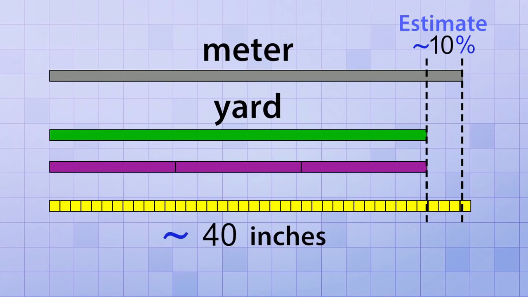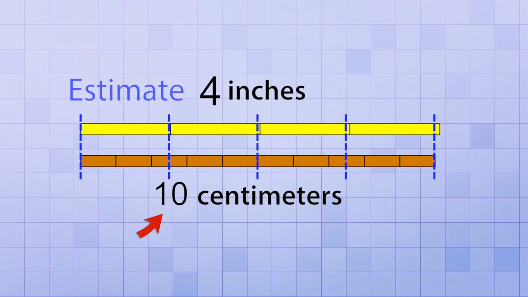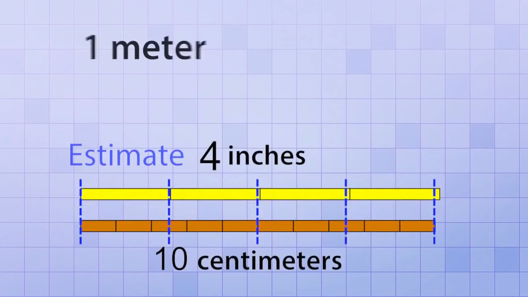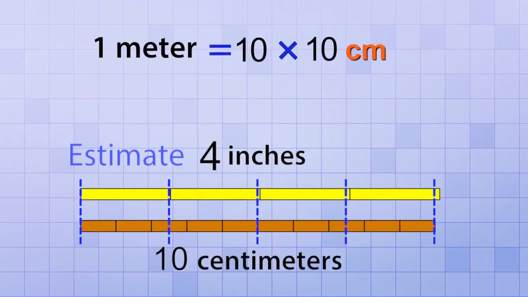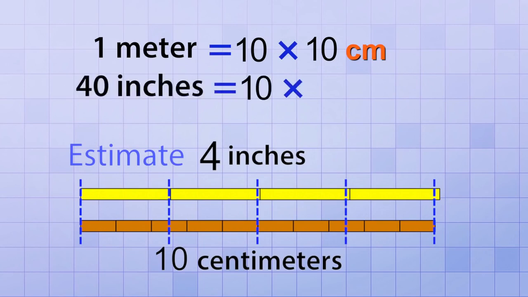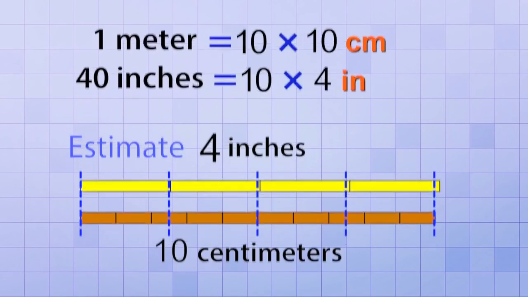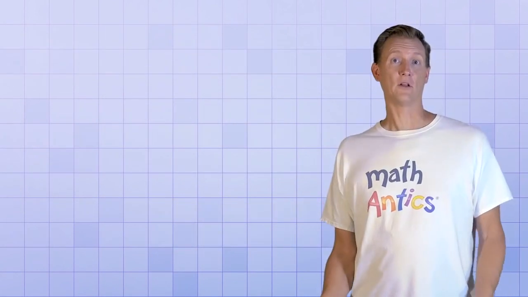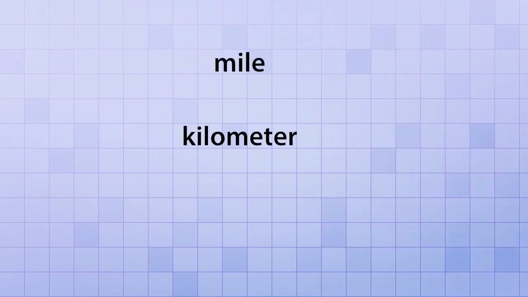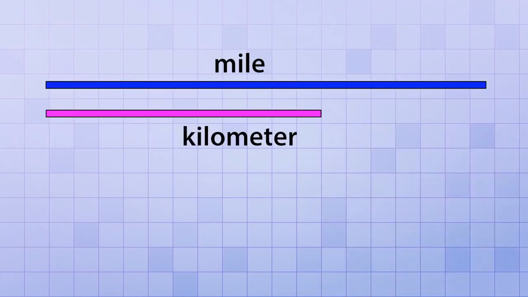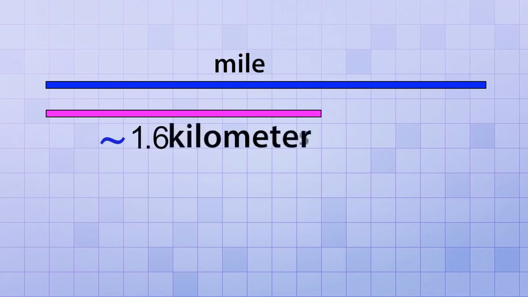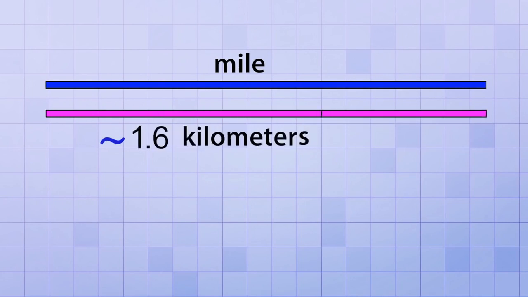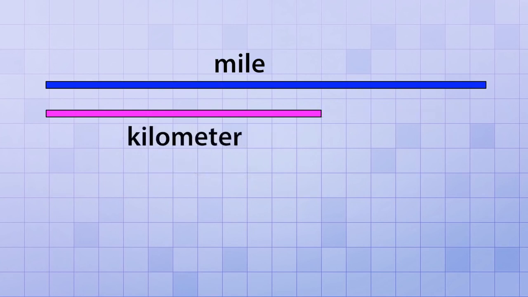And that checks out, because remember, we just estimated that 10 centimeters is about 4 inches. Well, a meter is 10 times as long as 10 centimeters, and 40 inches is 10 times as long as 4 inches. So a good rough estimate of a meter is that it's about 40 inches long. Last of all, let's compare a kilometer to a mile. A mile is longer than a kilometer. In fact, it takes approximately 1.6 kilometers to equal 1 mile. The exact value is 1.609344. That means that a kilometer is only about 62% of the distance of a mile.